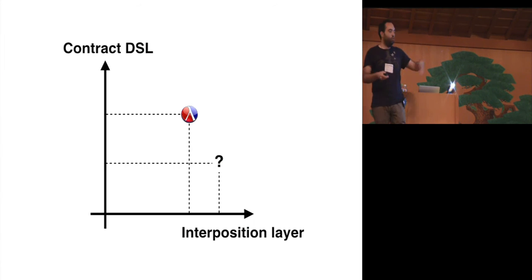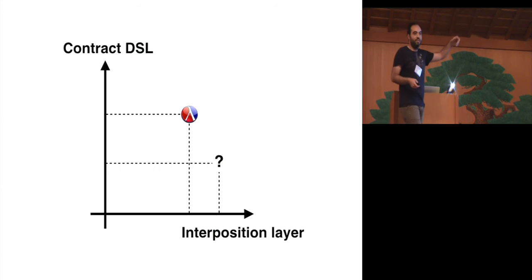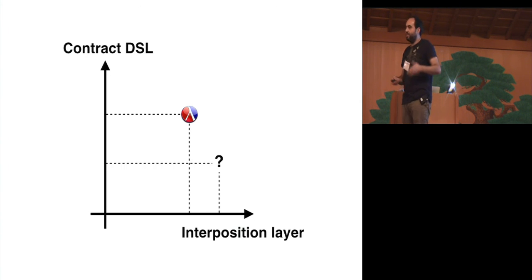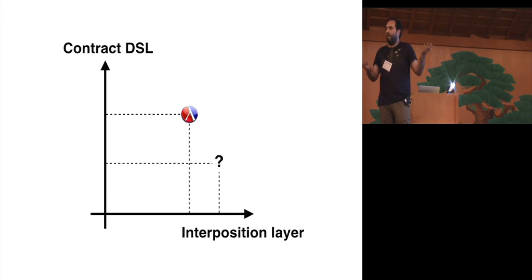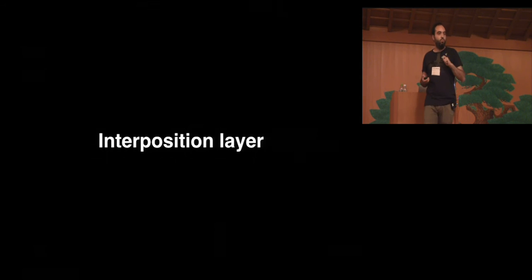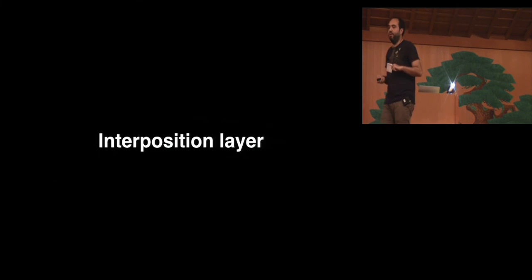But there are so many contract systems out there that we don't know about, and by considering the spectrum of choices we have here, we can come up with new ones, and some of them may be useful, far away from the one that Racket, for instance, has. So, okay, let's look at the two pieces. Let's look first at the interposition layer.